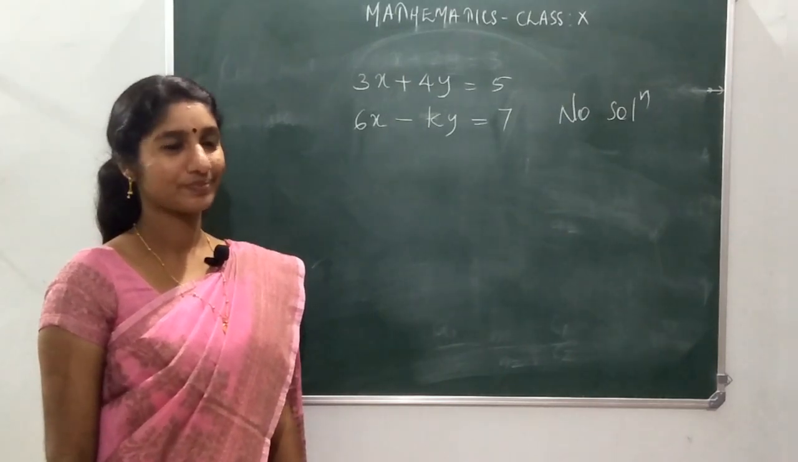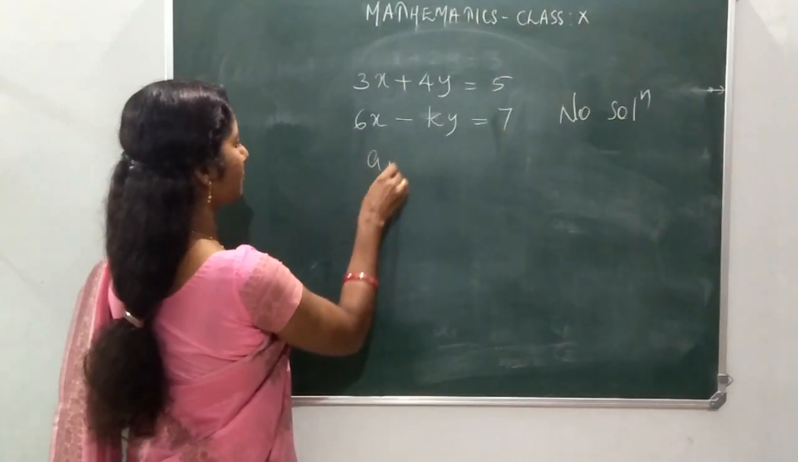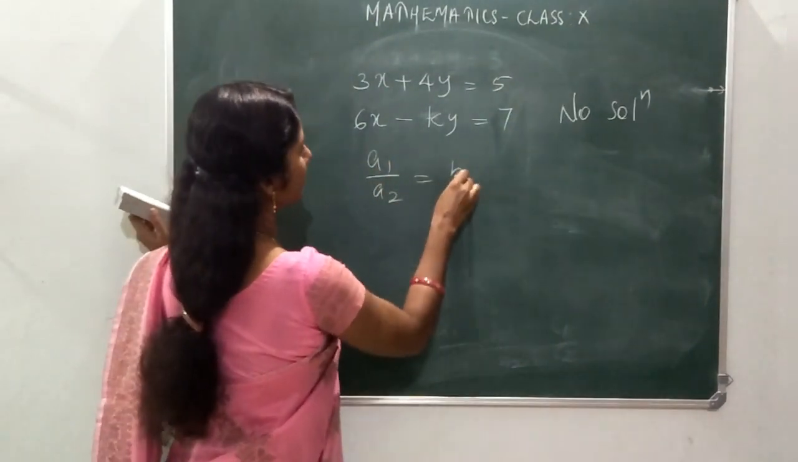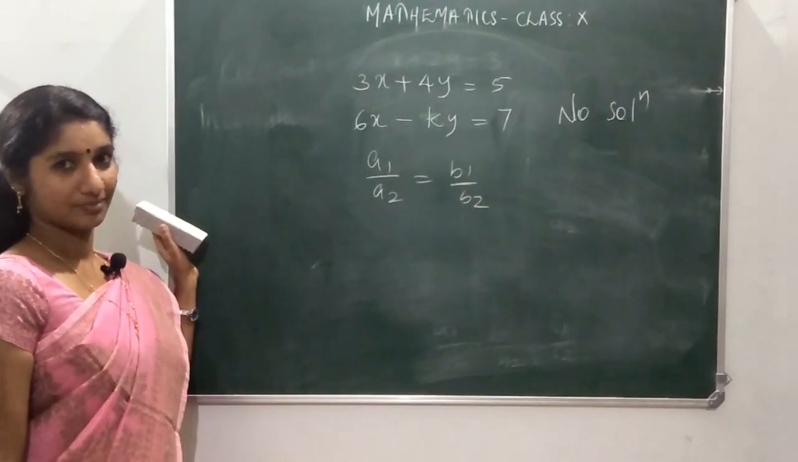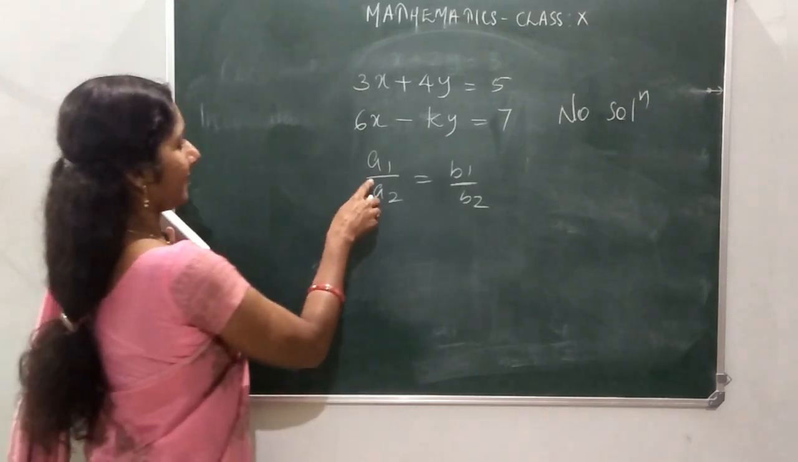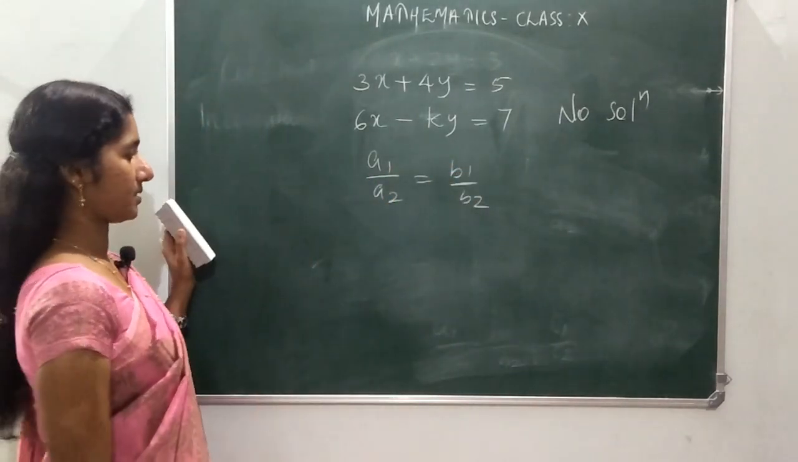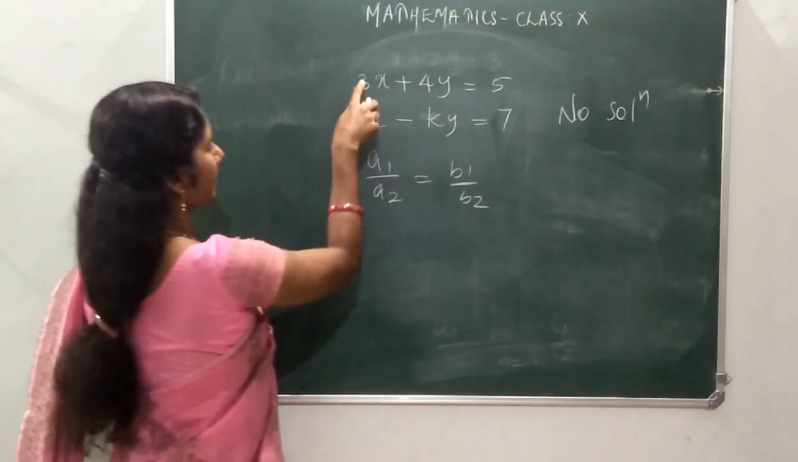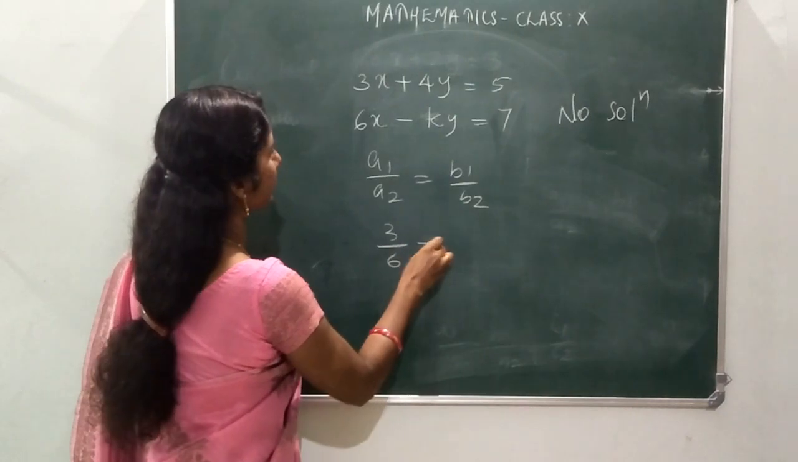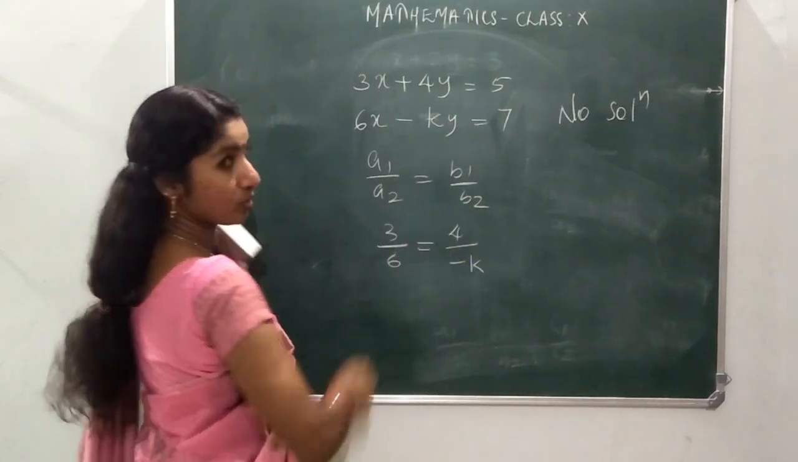We can do. Since it is given no solution, we know A1 by A2 is equal to B1 by B2. Clear? No solution. So A1 by A2 equal to B1 by B2 not equal to C1 by C2 is there. We can take this equality to solve for k. 3 by 6 is equal to 4 by minus k. B1 is 4, B2 is minus k.